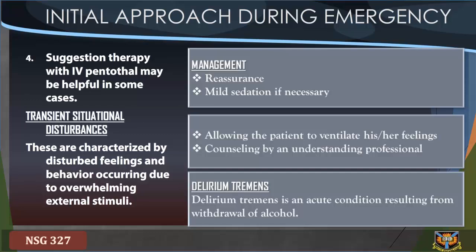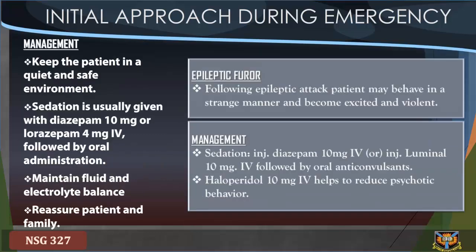Delirium tremens. Delirium tremens is an acute condition resulting from withdrawal of alcohol. Management: Keep the patient in a quiet and safe environment. Sedation is usually given with diazepam 10 mg or lorazepam 4 mg IV, followed by oral administration. Maintain fluid and electrolyte balance. Reassure patient and family.